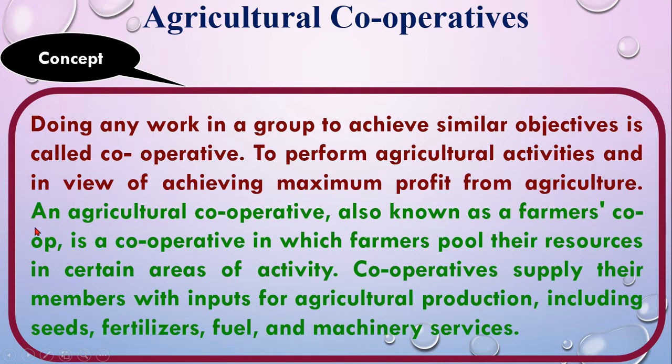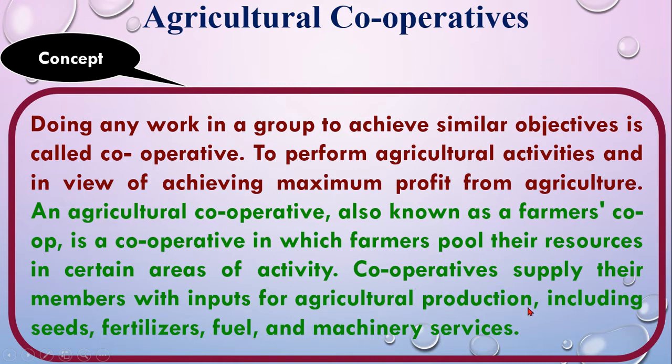I write down in green color. You see, an agriculture cooperative, also known as a farmers cooperative, is a cooperative in which farmers pool their resources in certain areas of activity. So cooperatives supply their members with inputs for agriculture production, including seeds, fertilizer, fuel and machinery services.